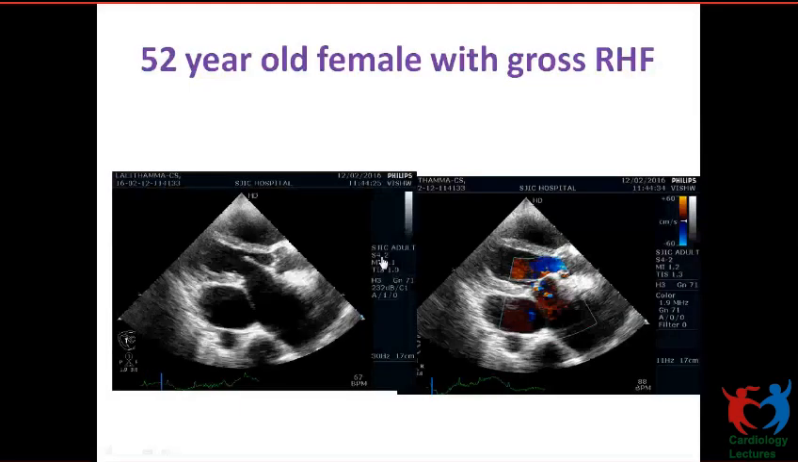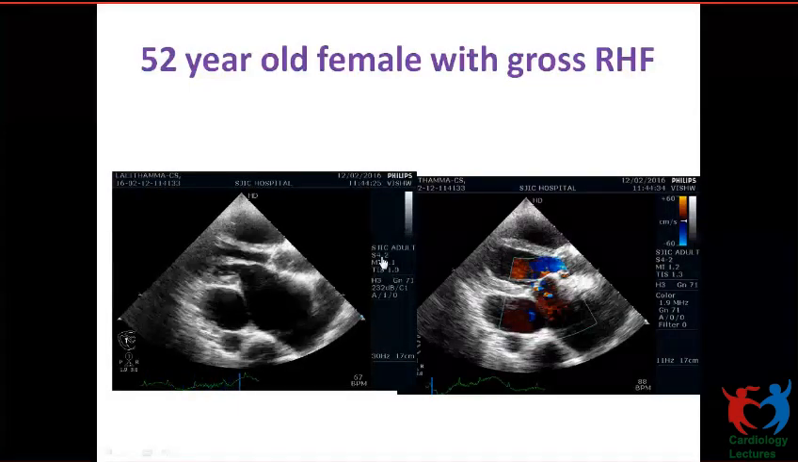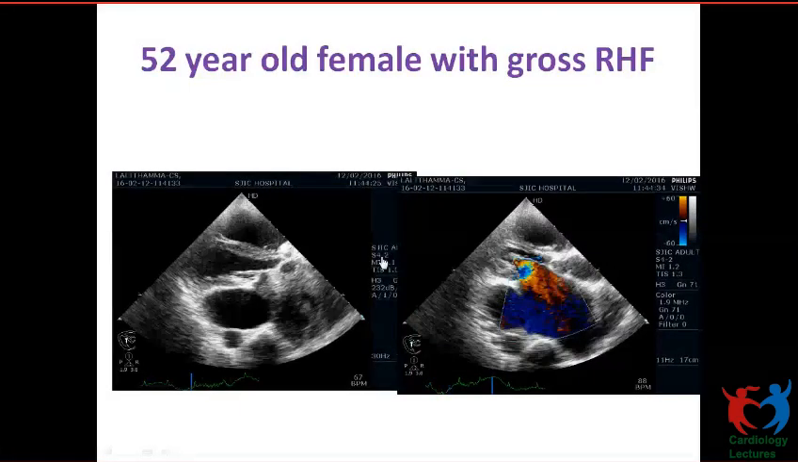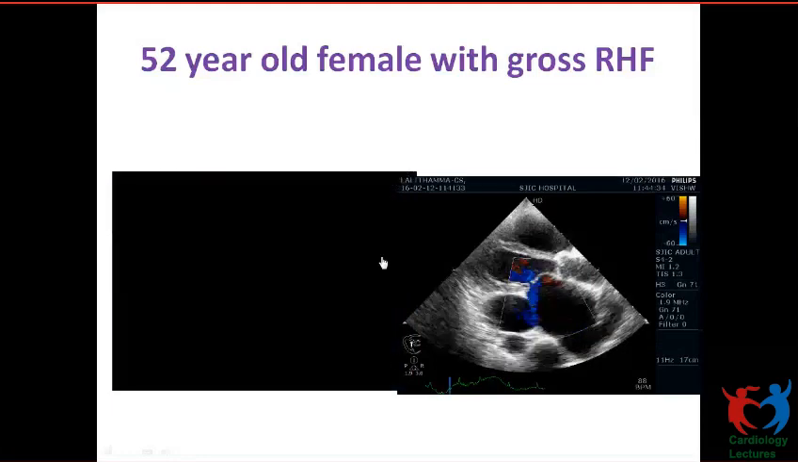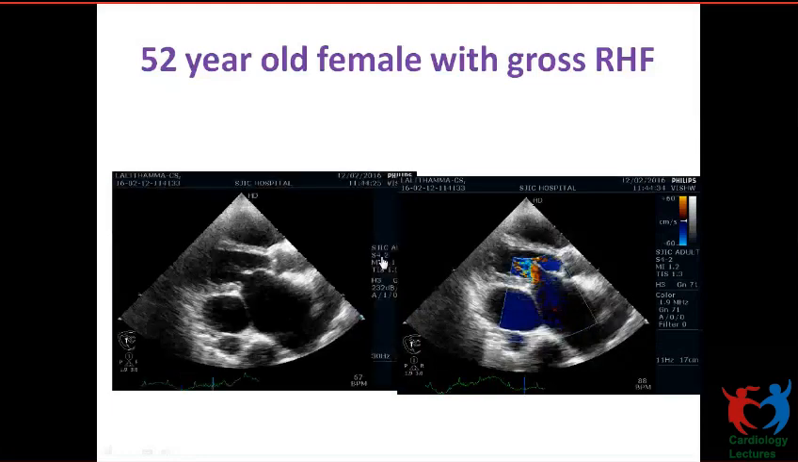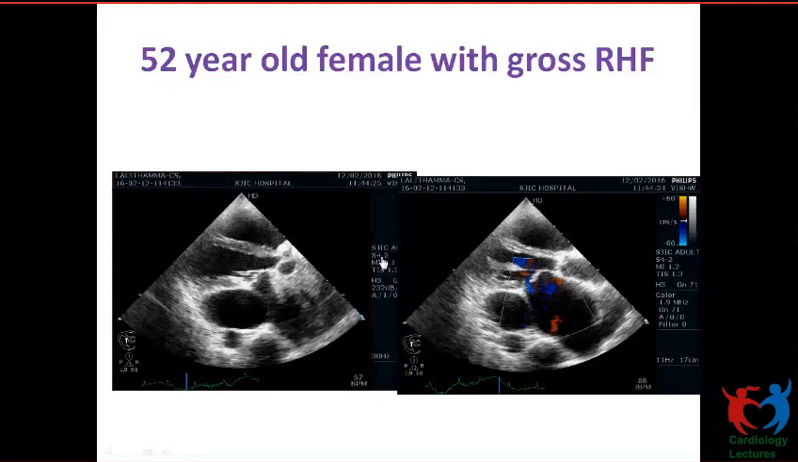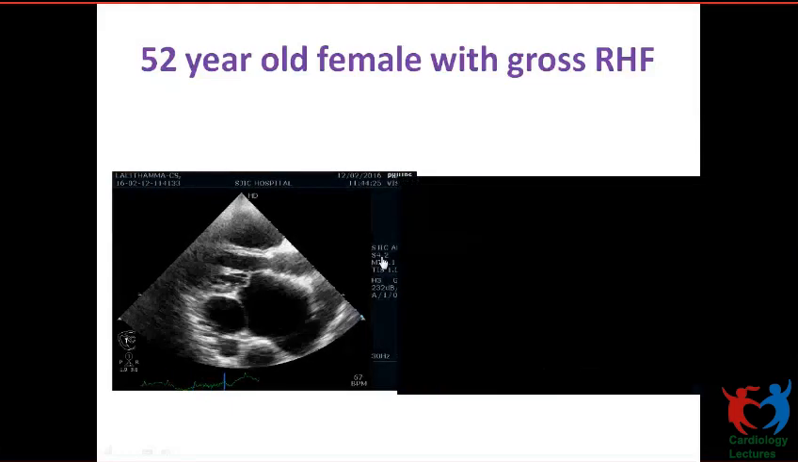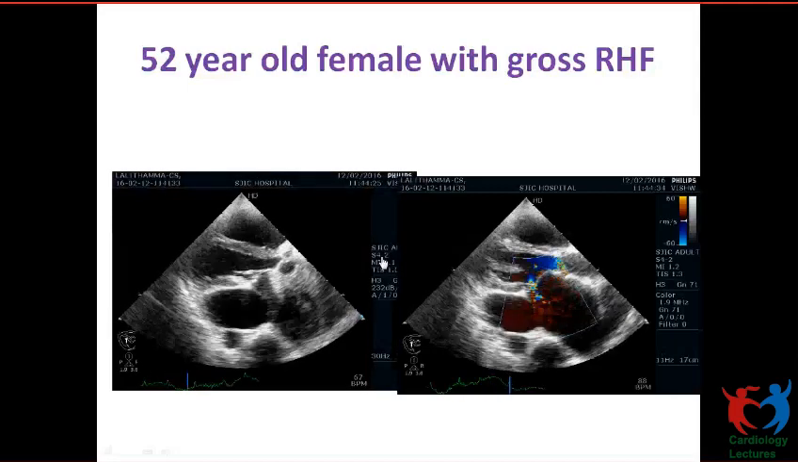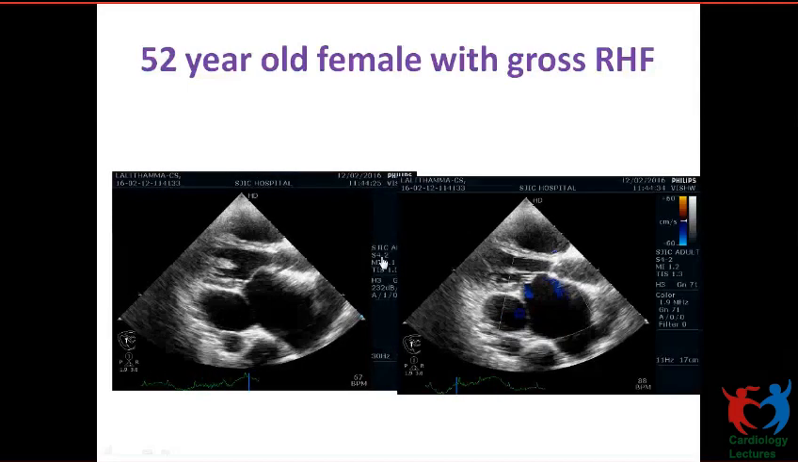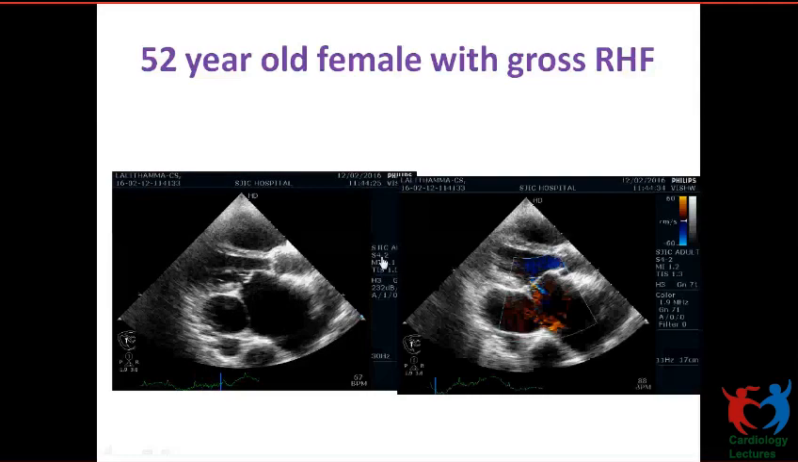Okay. Yeah, this is interesting. You should tell what it is. It's a 52-year-old female who came with right heart failure. Take your time and read.